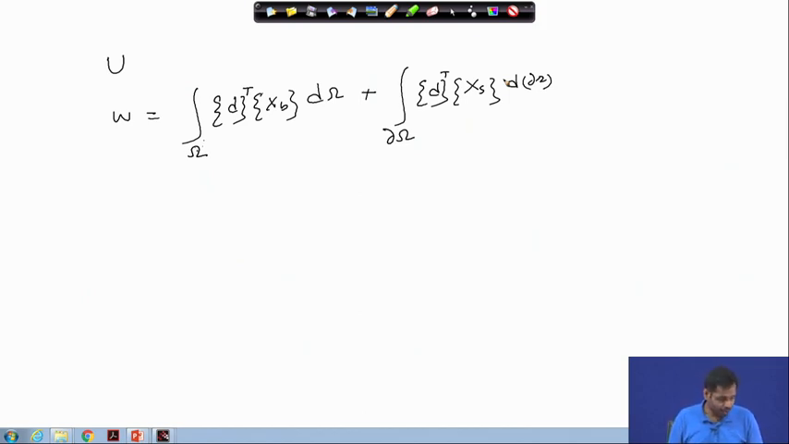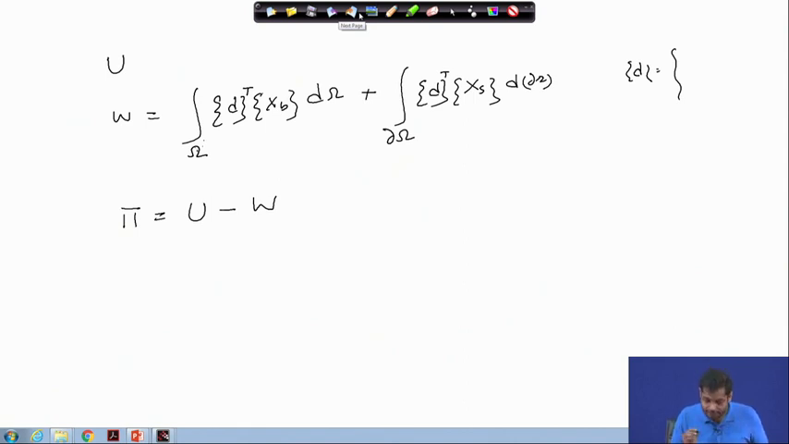This is the expression for the work done. Now, we know that pi is the potential energy, which is equal to the strain energy minus W. Before that, d is this vector, which has a component in x direction, a component in y direction, and a component in z direction.